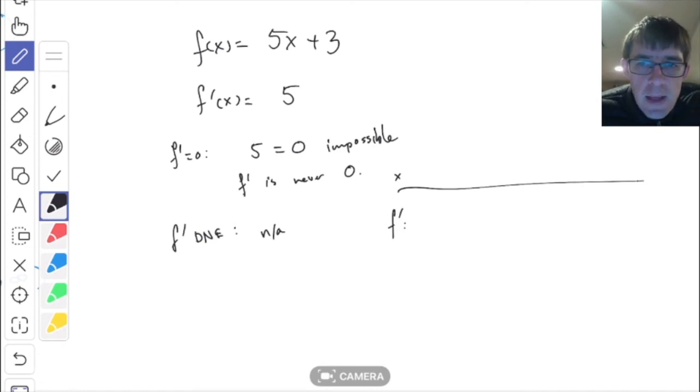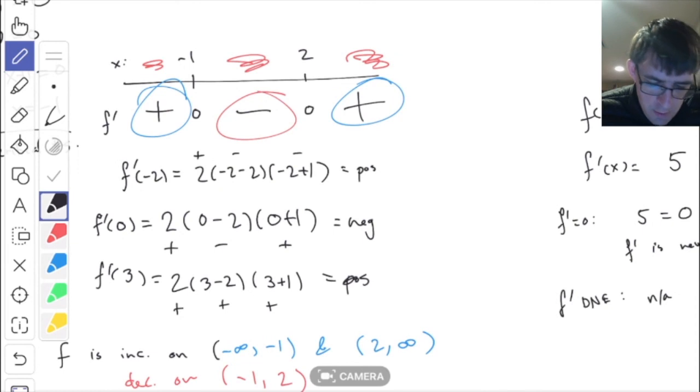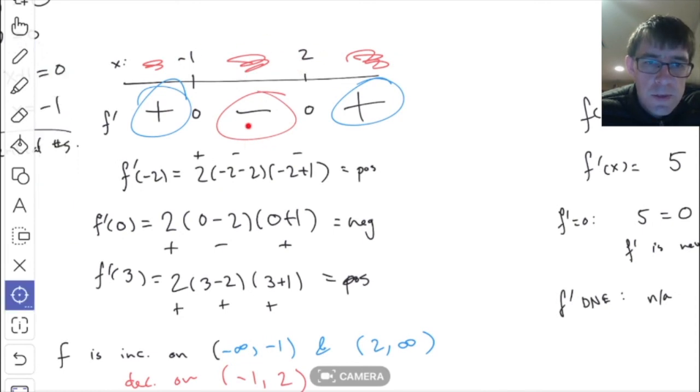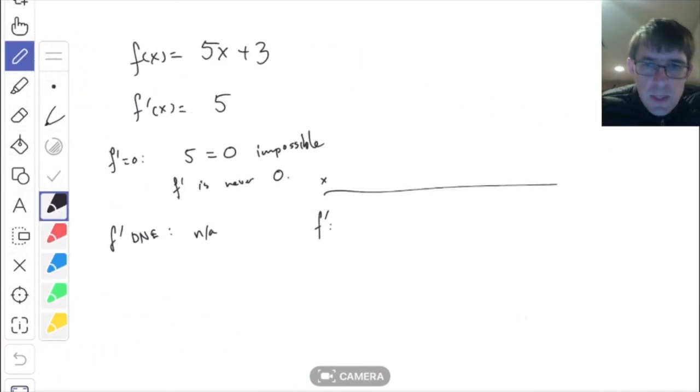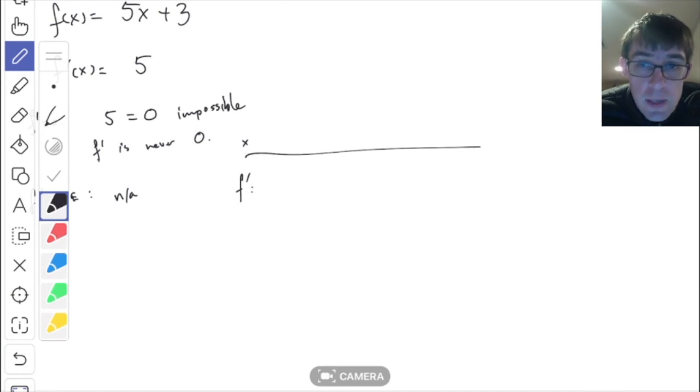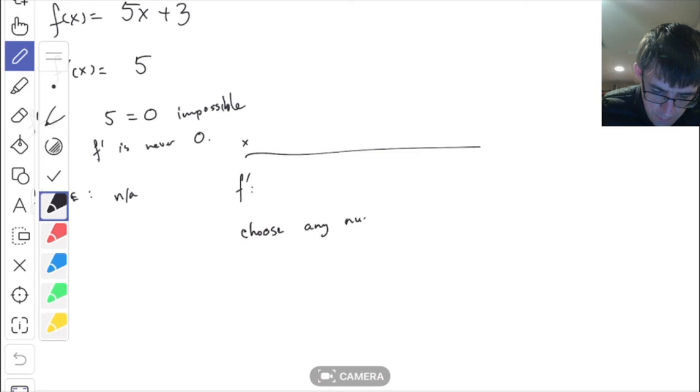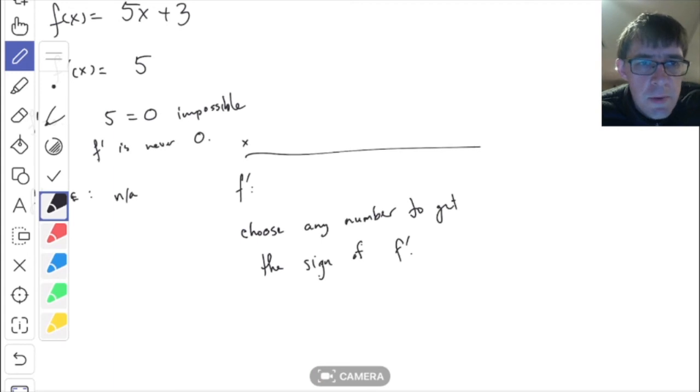You can still verify. Remember, in the case when there is really a chart, like over here, you choose values in between the critical numbers. The reason we choose values in between is because the zeros here determine when the signs switch from positive to negative. But in this example, apparently, the sign, whatever it is, never switches from being positive to negative. And so I can just plug a single number in anywhere and determine if it's going to be positive or negative, right? So we can choose any number to get, remember our goal here is the sign of f prime, okay?